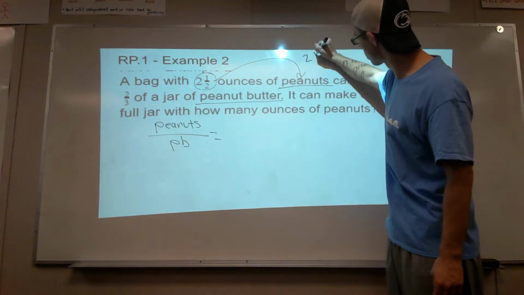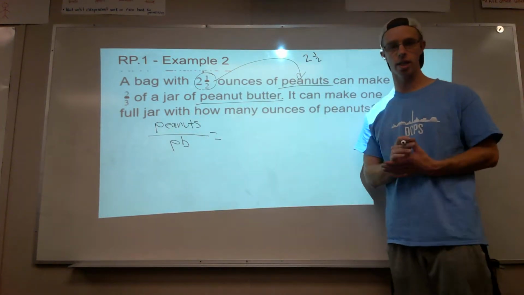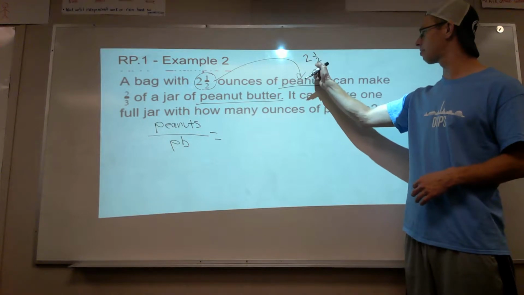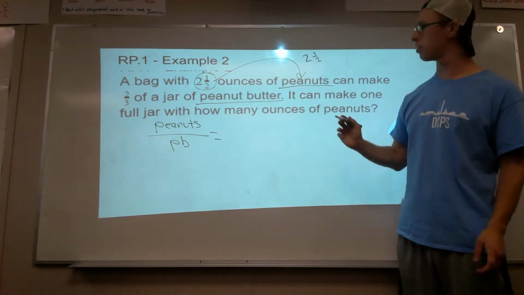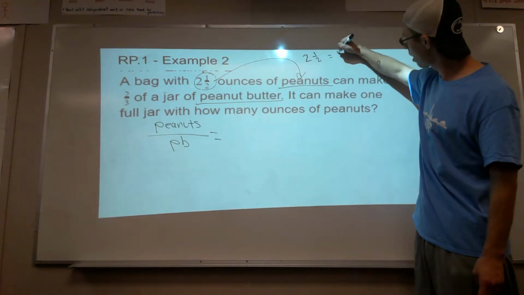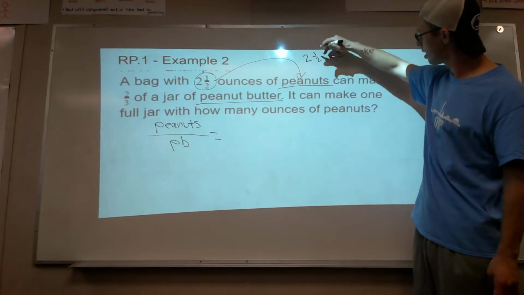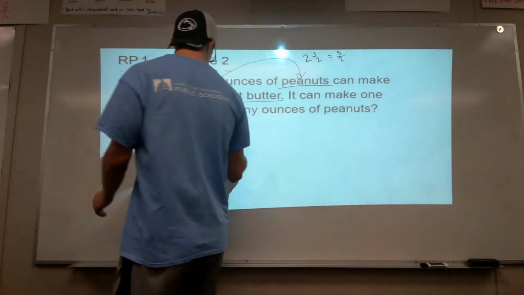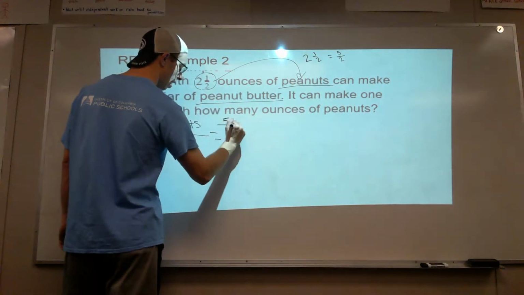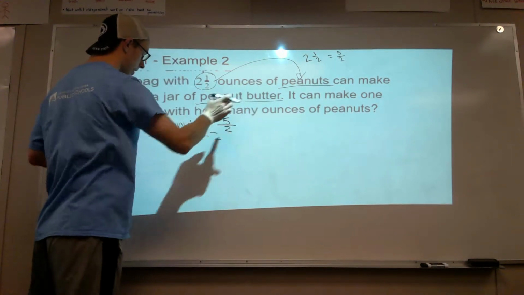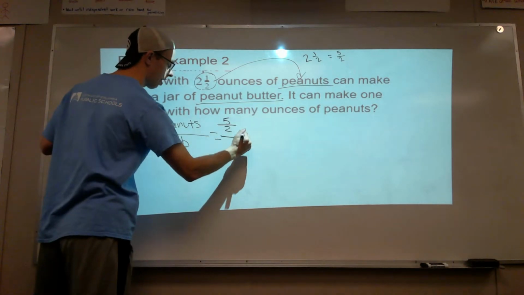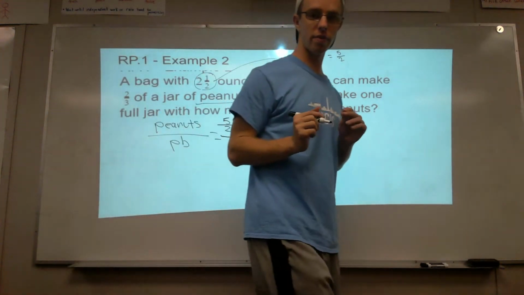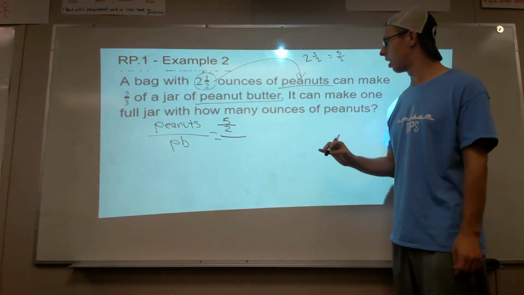So I'll show the first one. After that, I'm going to assume you understand how to convert these. We're going to do 2 times 2 plus 1. That gives us our numerator of 5. And we keep the denominator of 2. So 2.5 is just 5 over 2. I'm going to put 5 over 2 on top with peanuts because peanuts is on top. And I'm going to move on.